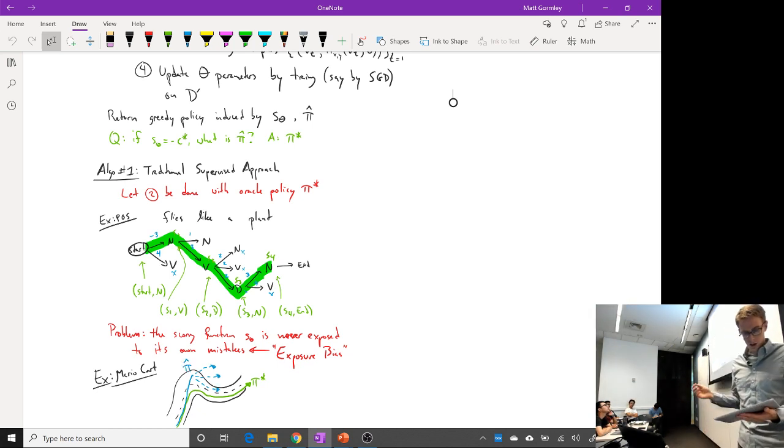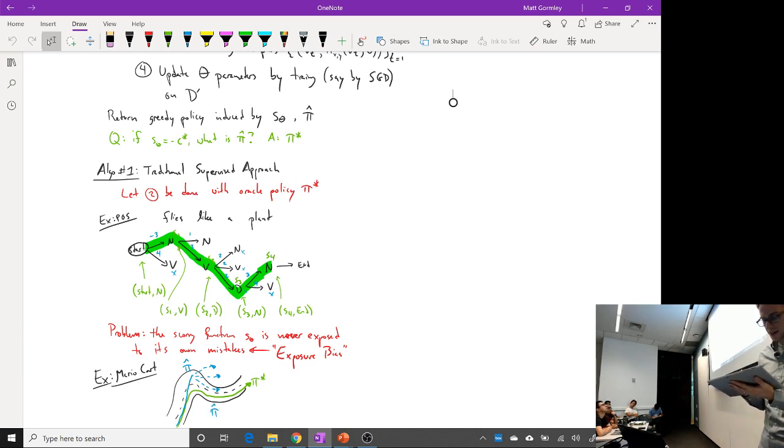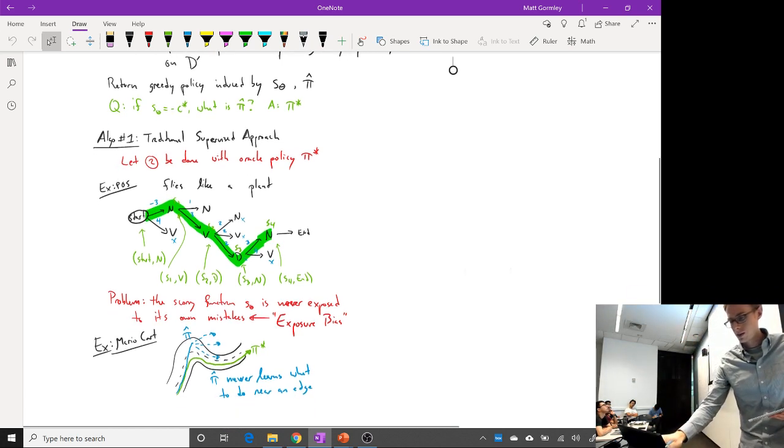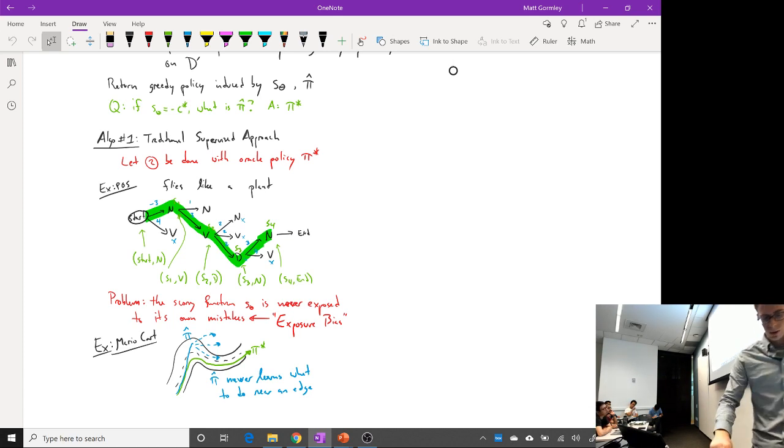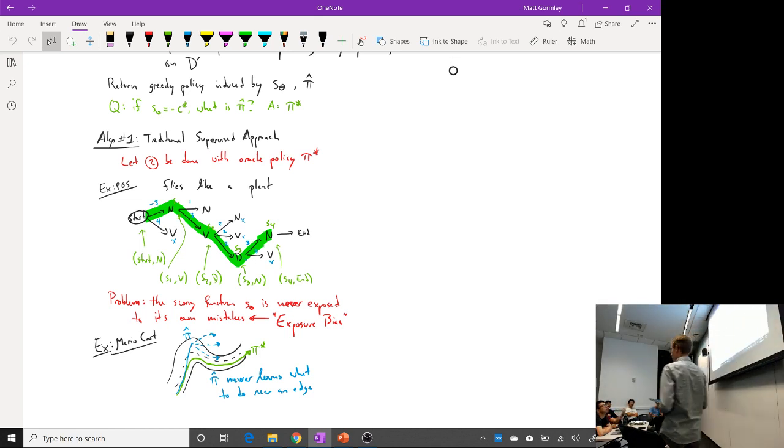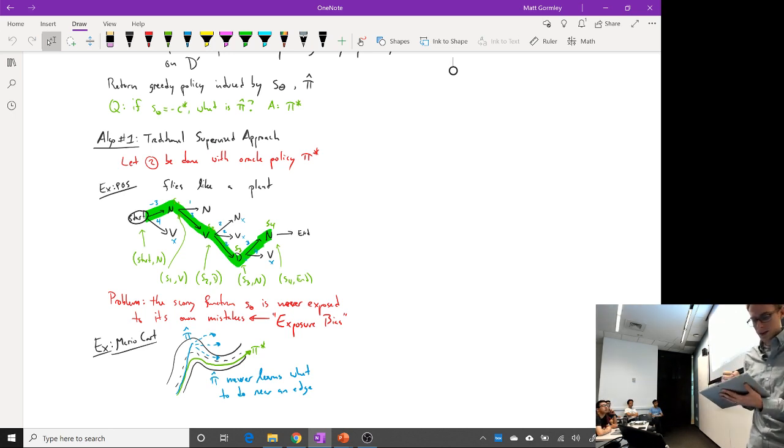Okay. And so we could say that in this case, pi hat never learns what to do when it's near an edge. It's just not even sure how to actually recover. Okay. So how do we actually solve this problem? Well, the answer is just to replace step 2 with a slightly different option than the oracle policy.